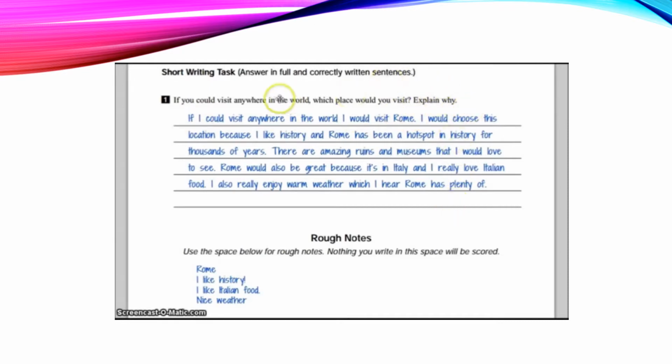So some students get caught up in just describing this first part of the question, but they never really get into why. And the why, with a lot of these questions, is always referring back to you. So connect your why to you, like we've done here. I want to visit Rome because of the history, the Italian food, and the weather.